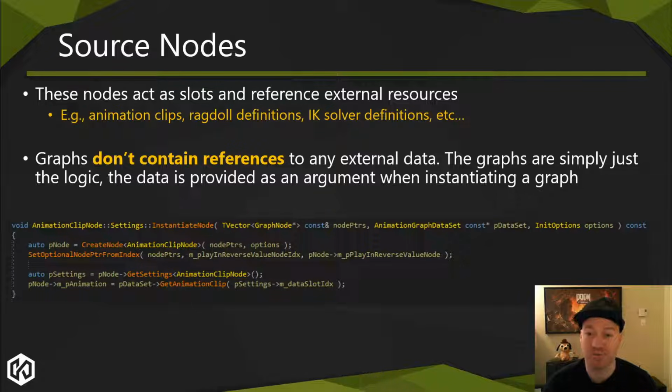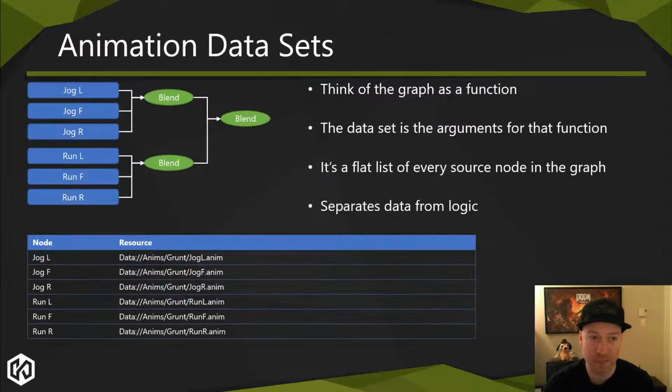This is really useful when you want to do multiple variations on the same graph. This is fundamentally done through what I call animation datasets. I used to call them variations in the past, but it gets complicated. Basically, imagine I have a very simple blend tree of like 6 animations. The graph is the logic.